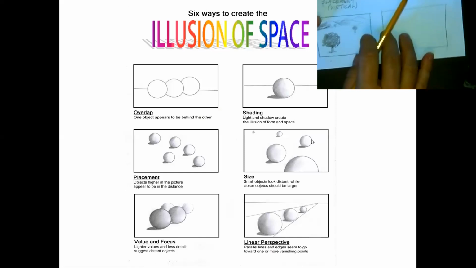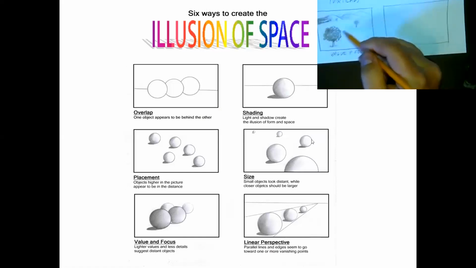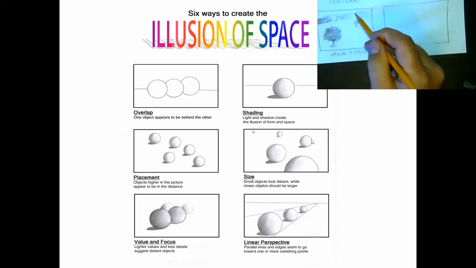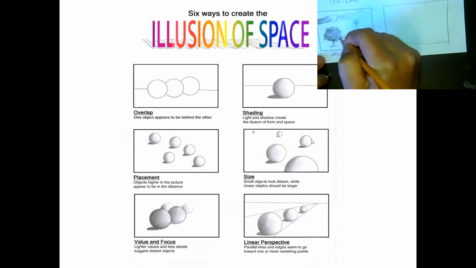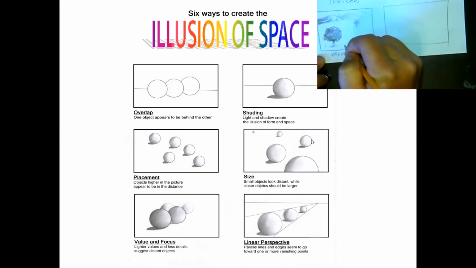So that's the idea of value and focus, meaning that the value gets lighter and lighter because, of course, value is how light or dark something is. So by changing the value, it actually looks further away, but also the focus. And what I mean by focus is the detail. You can focus on little details.